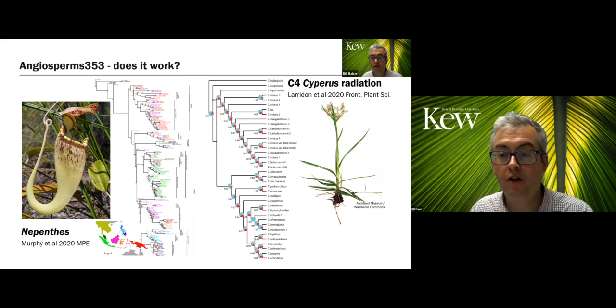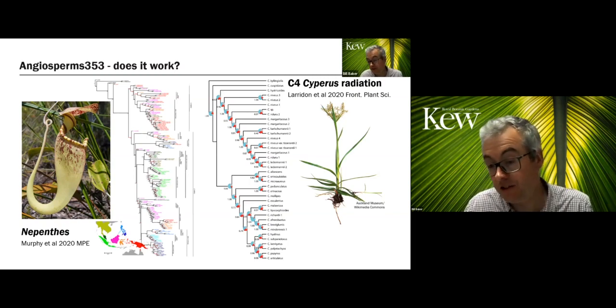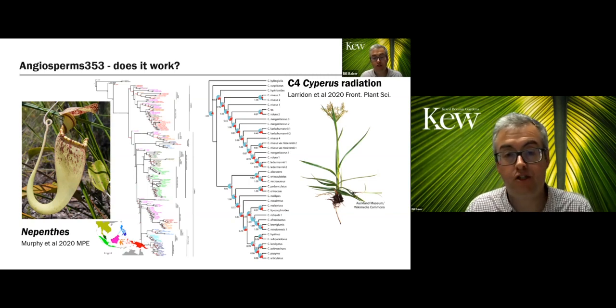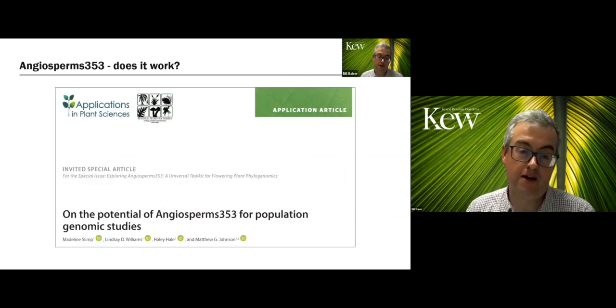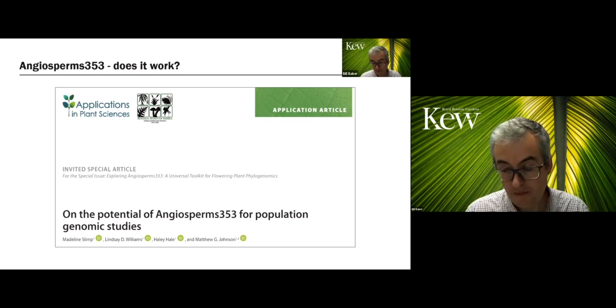Then my colleague Isabel Larridon decided to tackle an intractable group in the sedge family, one which has never been resolvable with conventional methods. So looking at the C4 Cyperus radiation, which, as you can see here, she actually managed to resolve in quite a comprehensive way. We're now seeing proof of concept studies demonstrating the value of the data using 353 for population genomic studies. So it does seem, if you handle the data in the appropriate way, to have ticked that almost unachievable box of operating across taxonomic scales.